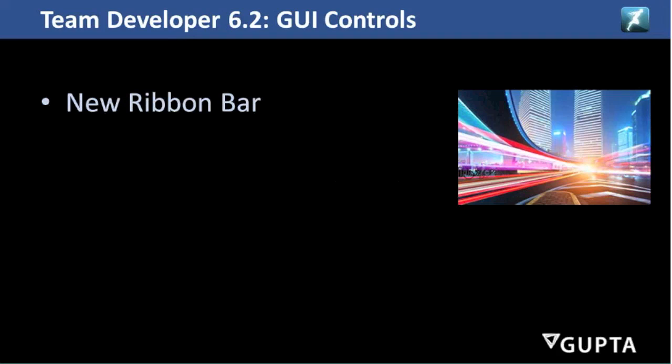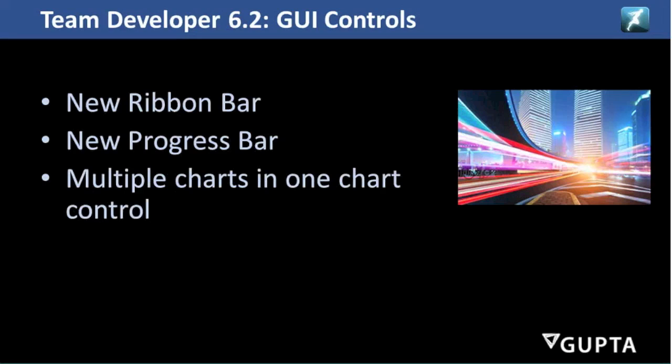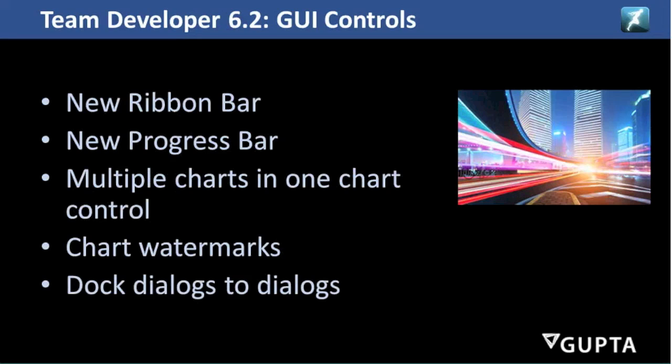Now let's come to the GUI part of things in Team Developer 6.2. GUI controls. You get a very exciting new ribbon bar. You get a new progress bar. You can put multiple charts in one chart control that share one x-axis. You can put chart watermarks into charts, and you can now dock dialogues to dialogues, or dock objects to dialogues.